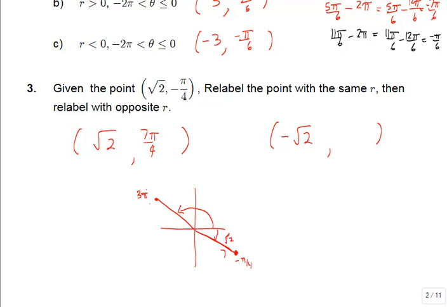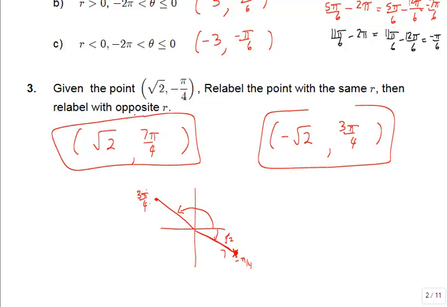Well, this is called 3 pi over 4. So if I go to 3 pi over 4 first, but then the negative r flips me over into the opposite quadrant, then I'm going to end up right here where I want to be. So this works, and this works.